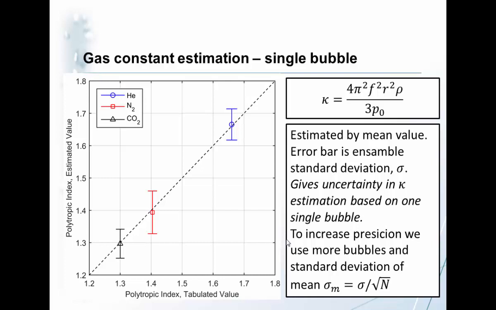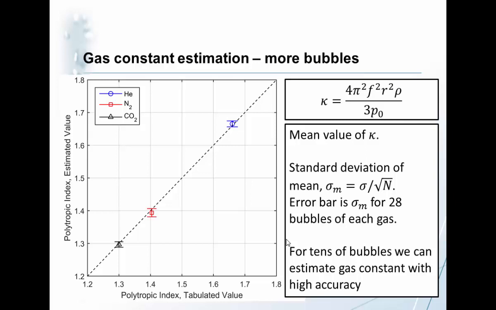So we can use this to estimate the gas constant, and we have just calculated the gas constant from the experimental data. For all the bubbles we have estimated the mean, and this error bar is the ensemble standard deviation, which gives some kind of picture of the uncertainty if you do this for one single bubble. However, this is not very useful. We would need to collect more bubbles. And if we do that, we use the standard deviation of the mean of the estimator as an error bar. This example is shown for 28 bubbles, and the deviation is much, much smaller, of course. So for tens of bubbles, we can estimate the gas constant with high accuracy.